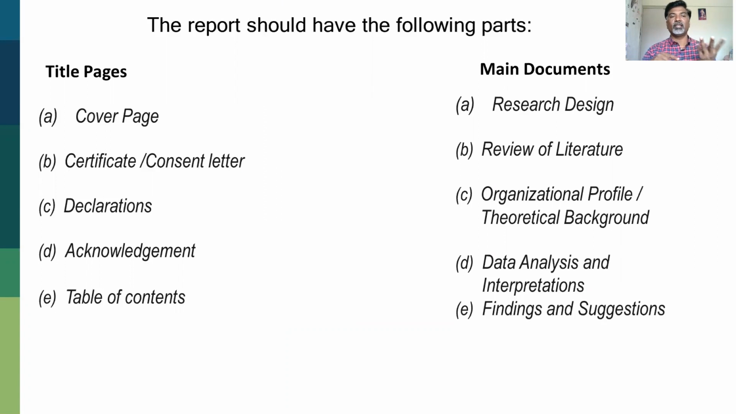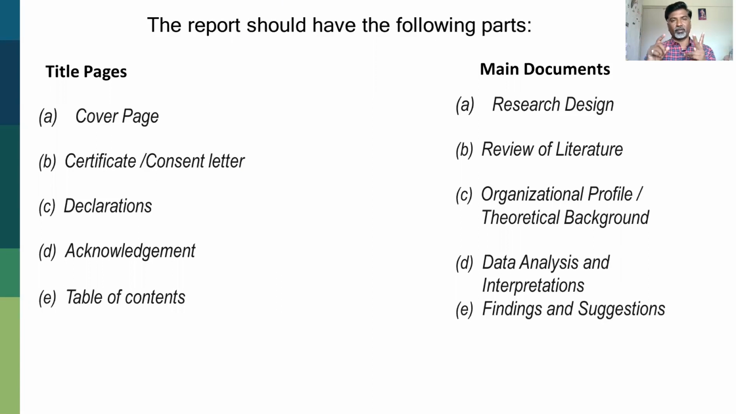The next page should be the certificate or consent letter: who has approved your research topic, and who has given consent to your research. That should be the second page. Then the declaration pages, where the guide declares that the work is genuine, and the student declares that the work was carried out by the student on their own. They have not copied the data or done any illegal activities or unethical practices; that goes in the declaration section.